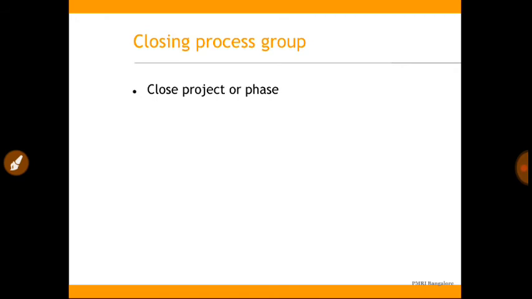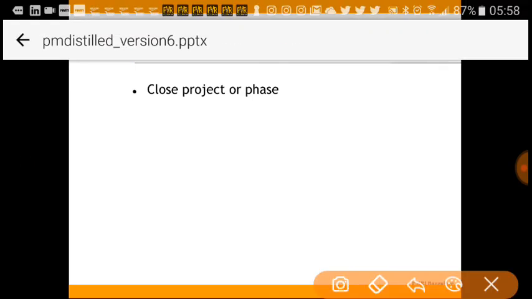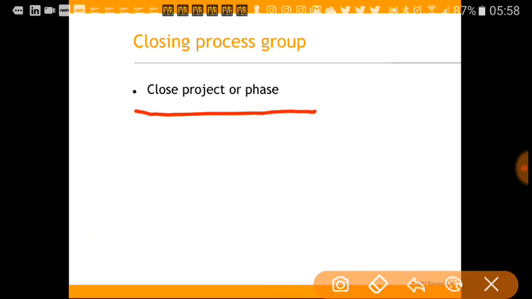The last one in the process groups is the closing process group. It has only one process, that is close project or phase. At the end of every phase of the project, we have to formally close that phase, and a formal handover and takeover of the deliverables happens between the stakeholders. A formal closing happens at the end of the project as well. At that time, we hand over the product to the customer.